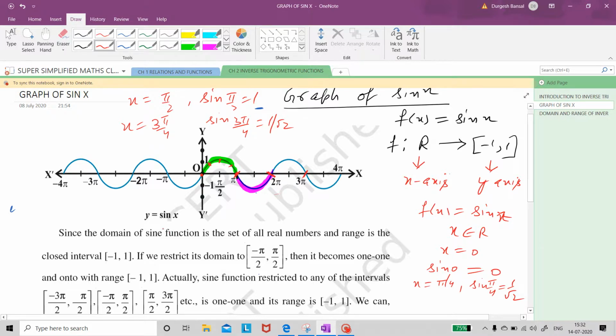So for many values, the sine function is giving you the same image. For sin 0, you have got the image 0, sin pi is 0, sin 2 pi is 0, sin 3 pi is 0. So for many such points, you are getting the same image.